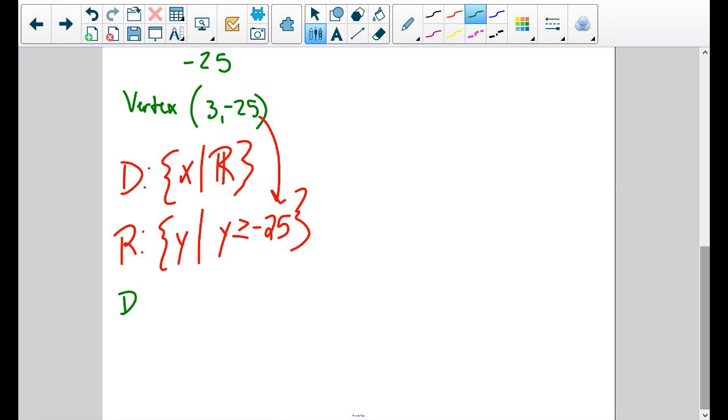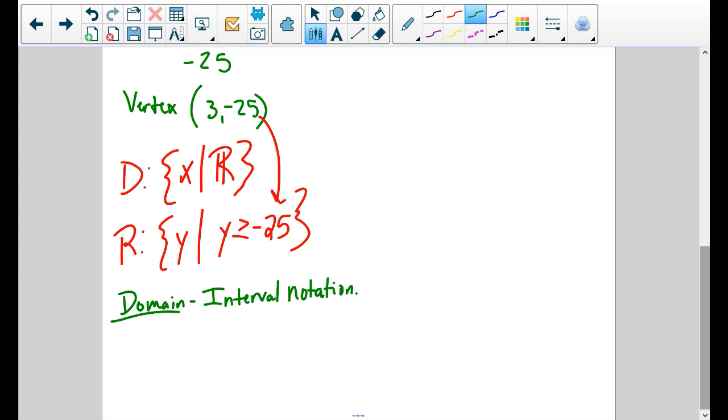Domains. Now, there's different ways you can write domain. This is pretty standard. Another way you can write domain is in what they call interval notation. I just want to show it to you. If it makes sense and you want to use it, you can use it. You can just write it just like this: all real numbers, y greater than negative 25.